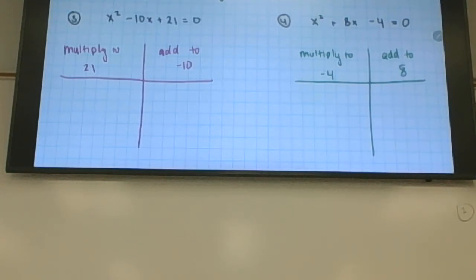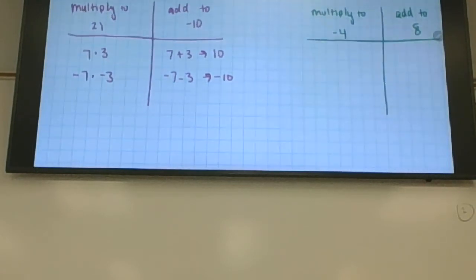Factoring. All right, so 7 times 3 is 21, and 7 plus 3 is 10. Now we need a -10, so let's just make both of those negative. So our factored form would be x minus 7, x minus 3. We still have that equal 0. If you're asked to solve, you do the little mini equations and you solve both of them.